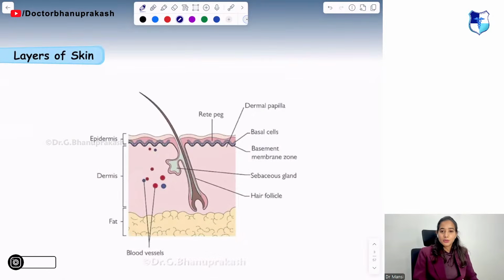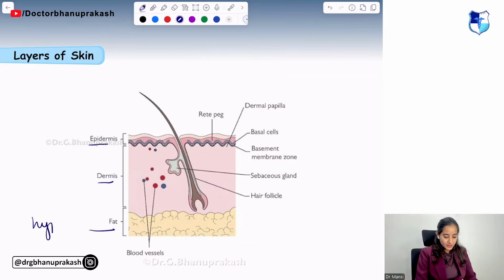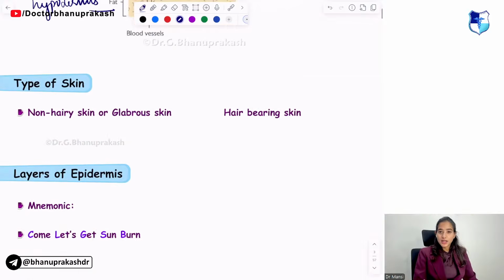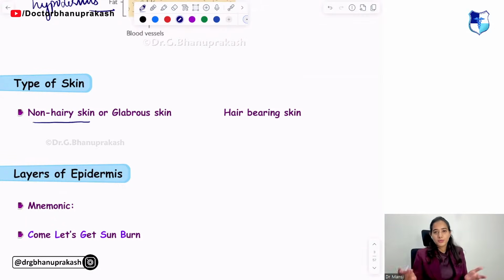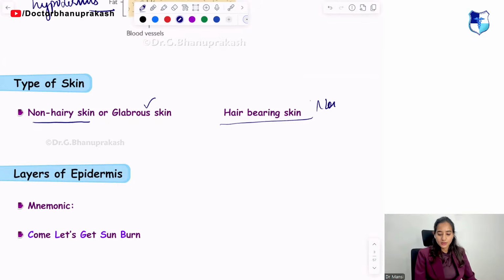First, let us discuss the basics of the layers of skin. The skin is divided into the epidermis, dermis, and the hypodermis. The layer below the dermis is the hypodermis, then the dermis itself, and the epidermis, where the epi word means above. Then let us move to the types of skin. You have two types of skin: the hairless skin, present on your palms and soles, which is also called glabrous skin, whereas the part of the body which has hair-bearing skin is called non-glabrous skin.